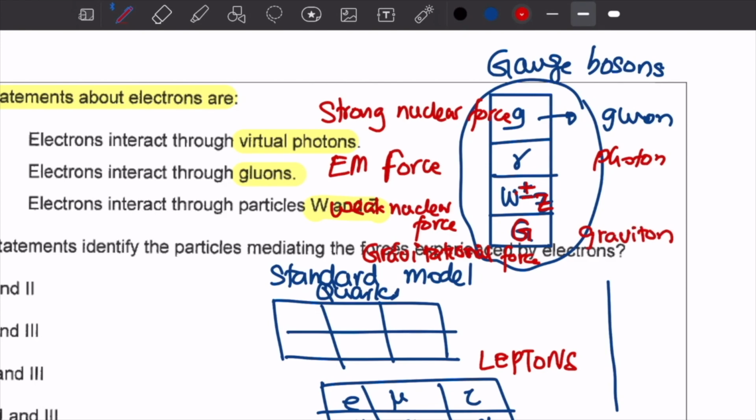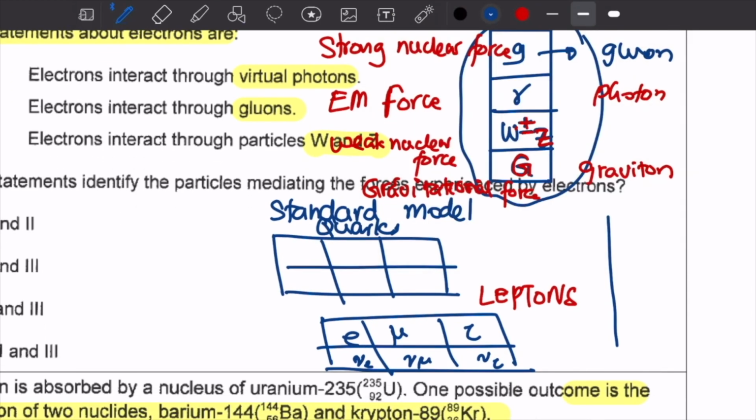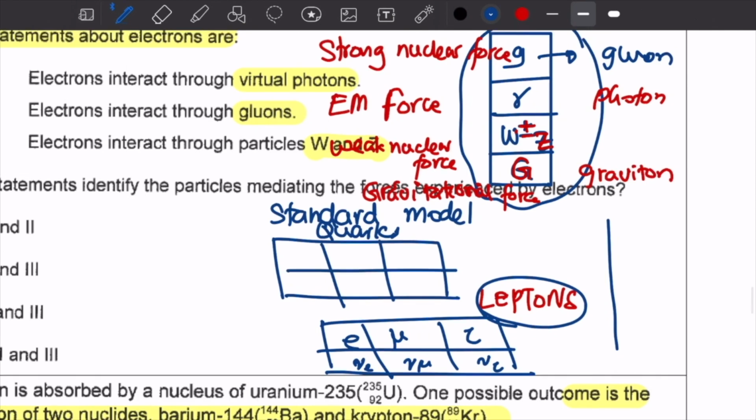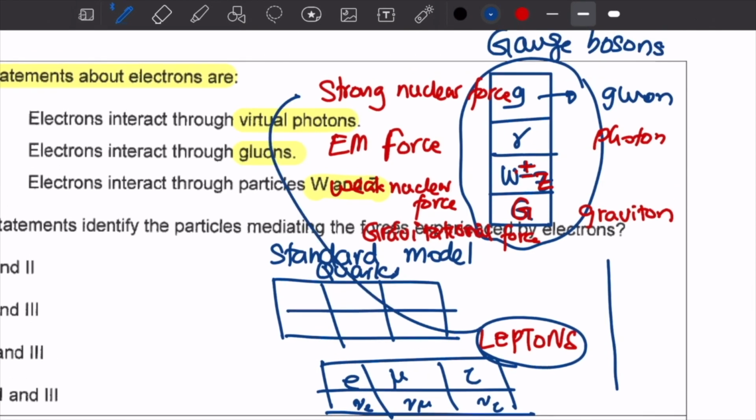The question is, they ask all about electrons. Leptons have a special quality. They experience weak nuclear force. Of course, they experience electromagnetic force. Why? Because they have charge, but they don't experience strong nuclear force.